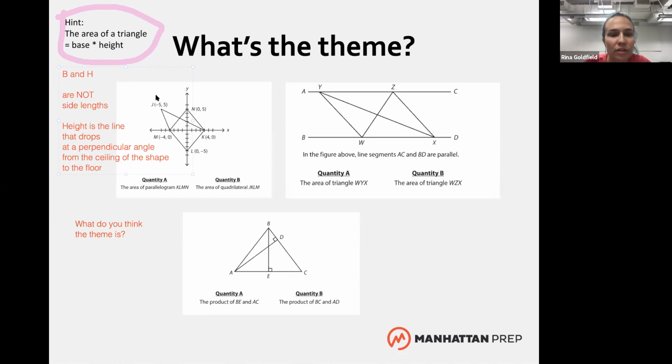So for example, here's a triangle. Well, let me give a different example actually. Let's say here's a triangle. If this is the base, the height isn't this line. The height is going to be a line that we drop at a perpendicular, in other words, 90-degree angle, that goes from the peak of the ceiling or the top of the roof down to the floor. So that's our height.